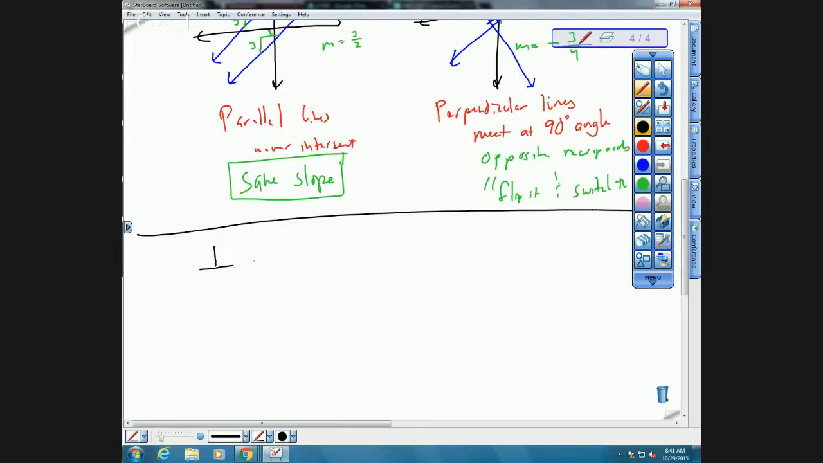By the way, if I ever write this symbol, this means perpendicular. So give me a slope that is perpendicular to negative 2/3. Well, not negative because you got to change the sign, right? It'd just be 3/2.